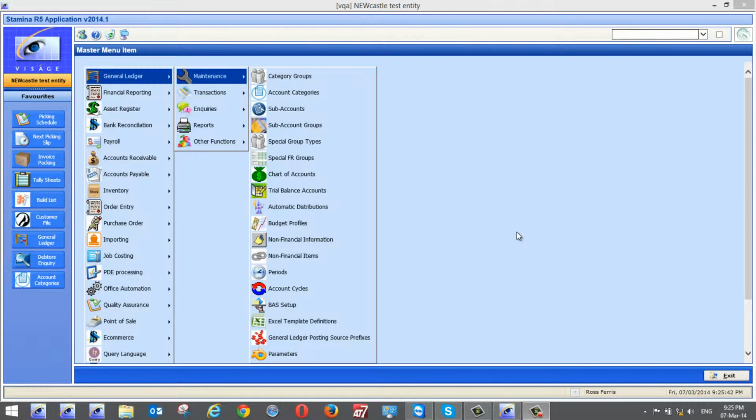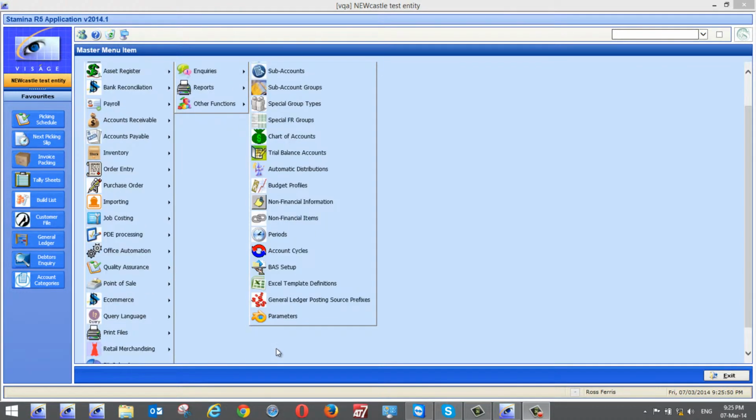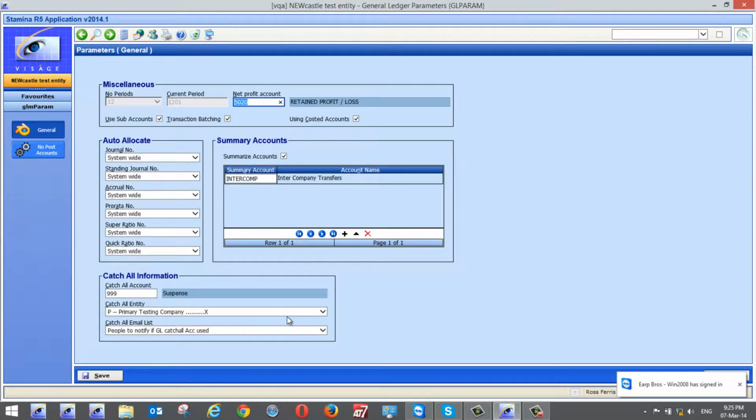Now, to find the parameter setup, as you can see navigation wise through the menus, it's General Ledger, Maintenance, and parameters are always the last item on the maintenance menu. Not everyone will have access to parameters, and indeed it's good practice to limit access to a controlled set of people. You'll notice there are a number of boxes or areas on the screen.